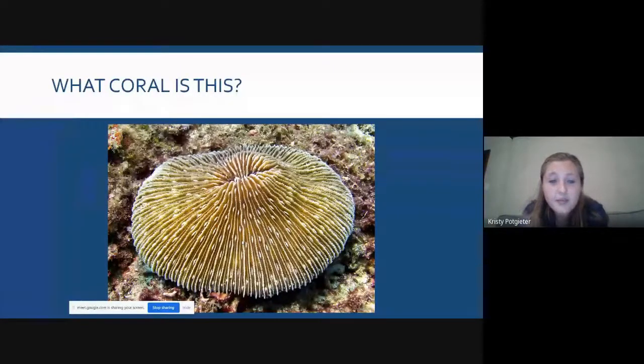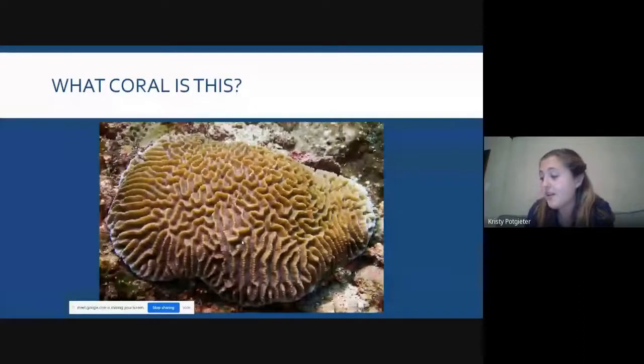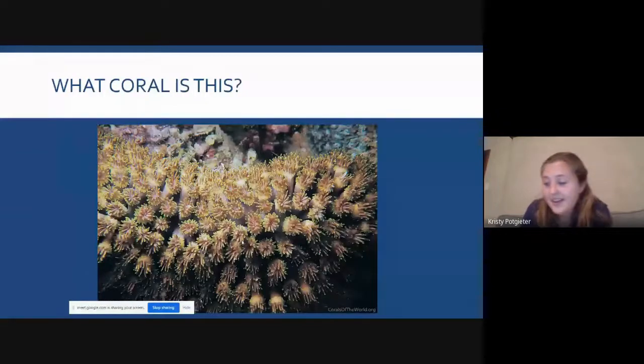If you guessed mushroom coral, you're right. It is our fungia. Our next one here, you can see it looks like a brain. So it is platygyra, or your brain coral. This one is my absolute favorite. You can see those crown-like projections. You can see the ring of tentacles that sit around the crown. If you guessed galaxia, you are correct.